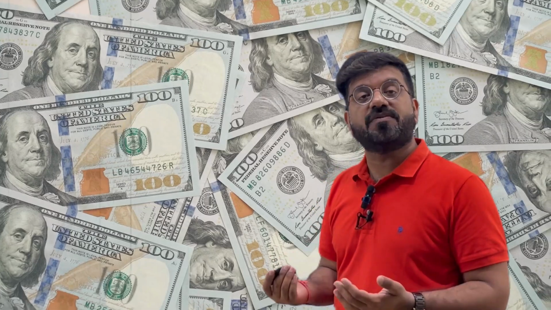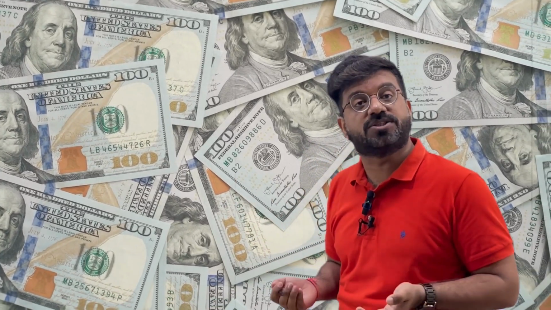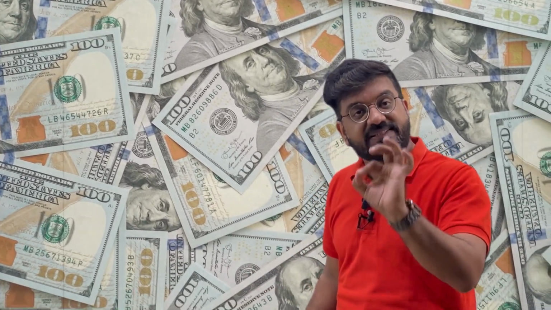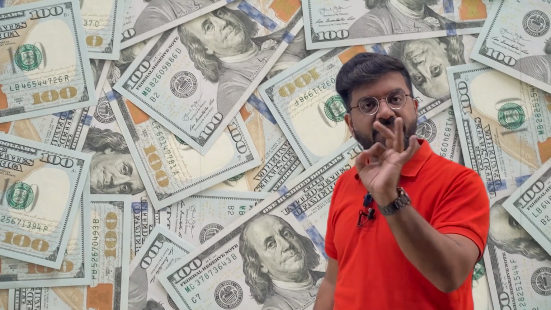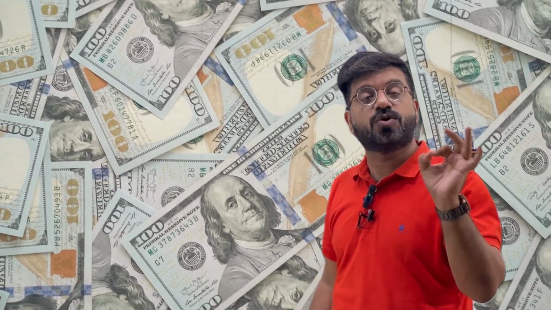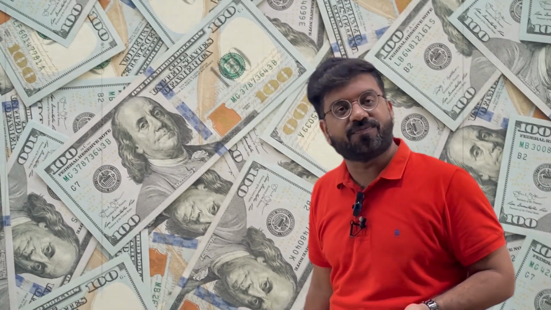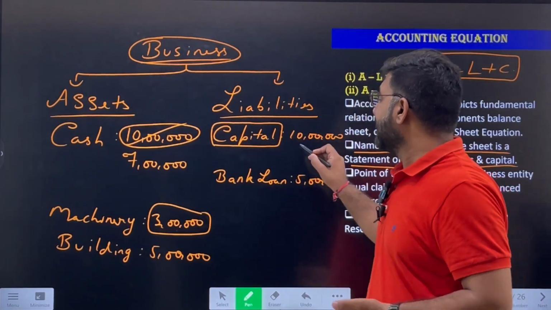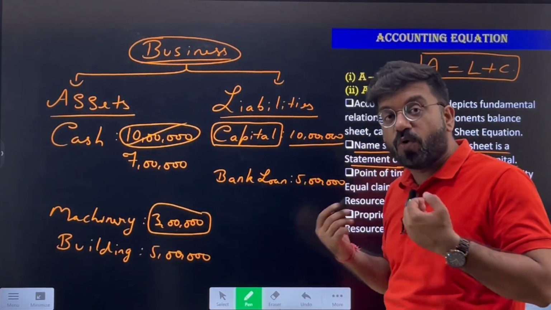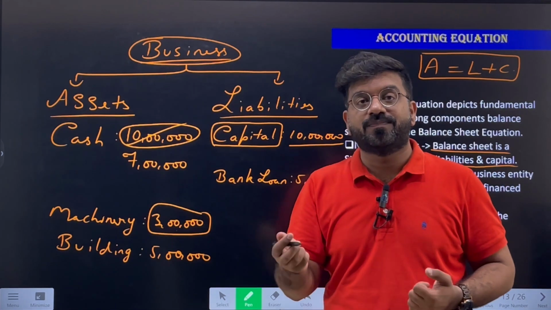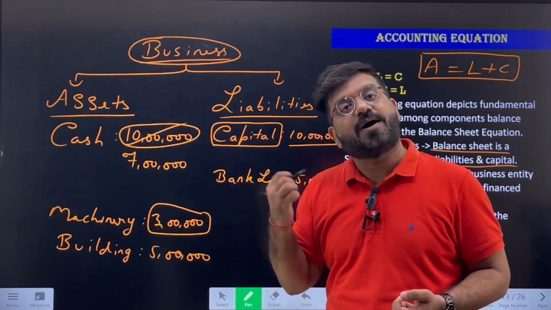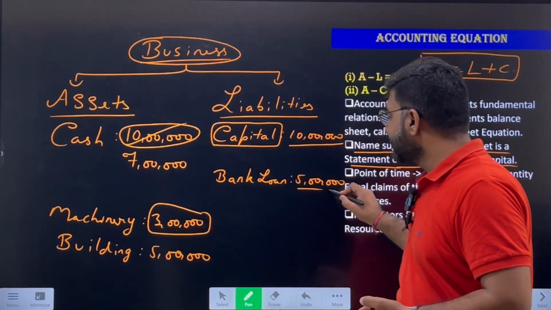In total we have an asset of how much? 15 lakhs. For the same amount of assets, we do also have a liability of how much? The same 15 lakhs, of which 10 lakhs is owed to the owner, that is the internal liability, and apart from that 5 lakh is owed to the external person.